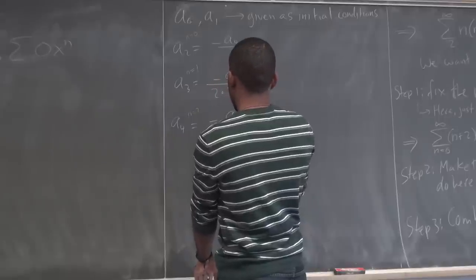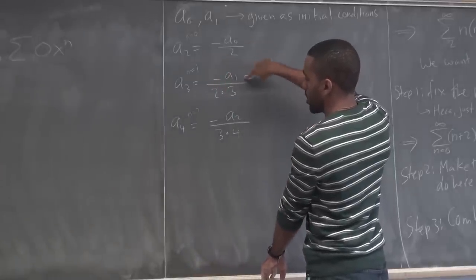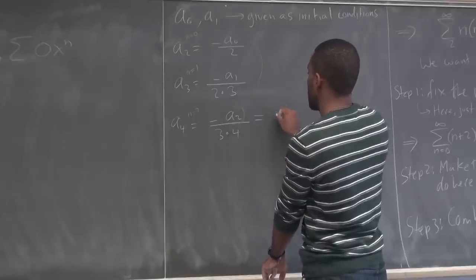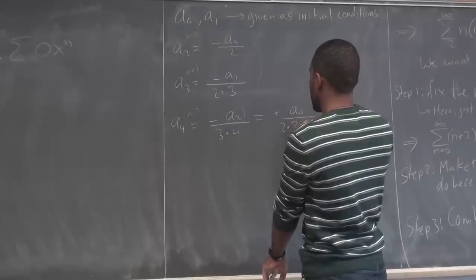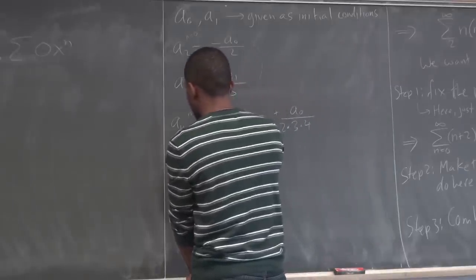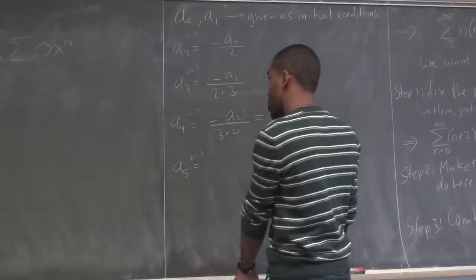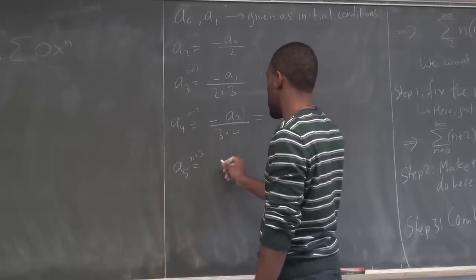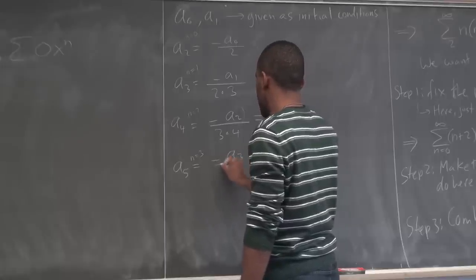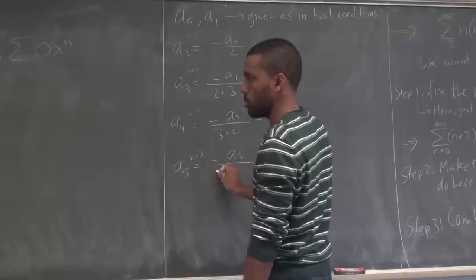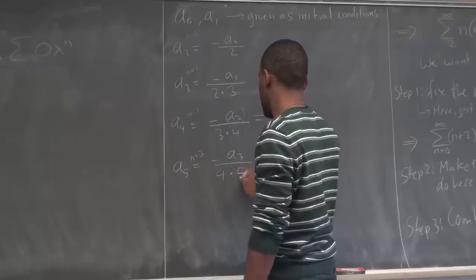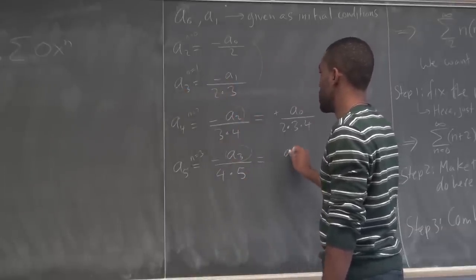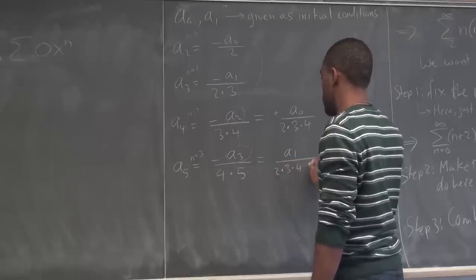over 3 times 4. Now the thing is, you want everyone in terms of a0 and a1. So I don't like a2, what I'm going to do is replace it with what we found here. So in this case, I would get plus a0 over 2 times 3 times 4. Continue. You usually continue long enough to see a pattern, or as long as they tell you. Sometimes they'll tell you, only do the first 4 terms. They might say this, right? But if they don't say that, you try to keep going until you see a pattern. Plugging in n equals 3 gives me minus a3 over 4 times 5. I don't want a3, just replace it with what we found here. Right? I want everyone in terms of a0 and a1. So a3 is actually a1 over 2 times 3 times 4 times 5.